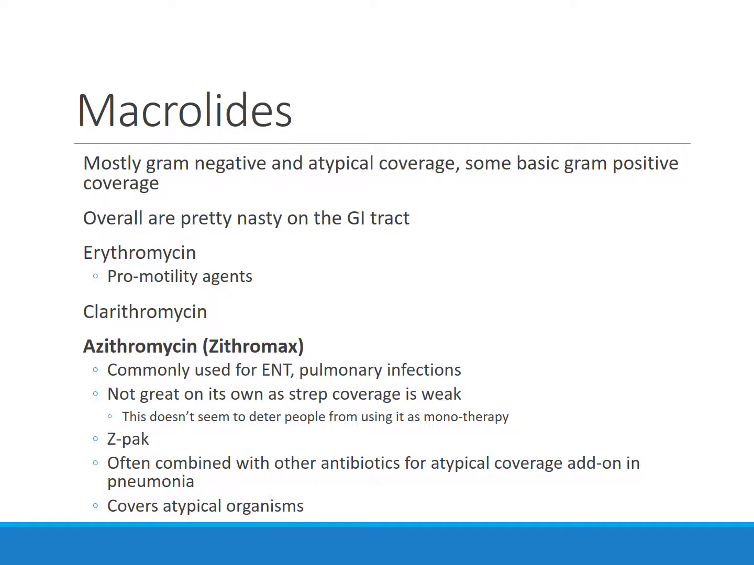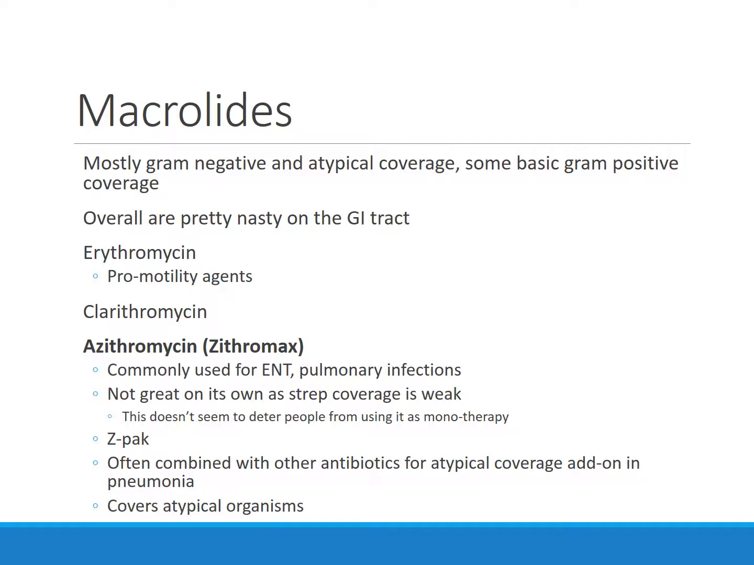Macrolides are another class of antibiotic that cover gram-negative and atypicals, and maybe some basic gram-positive coverage. Very tough on the GI tract for the most part. In fact, they cause some promotility. Erythromycin is rarely used as an antibiotic anymore, but it's used a lot as a promotility agent for people with gastroparesis or something. Clarithromycin still has some role. It's used sometimes for H. pylori infections, which is a common cause of GI ulcers.